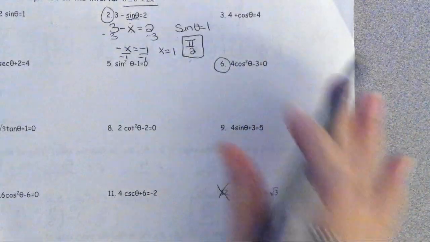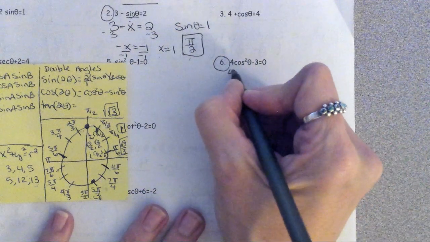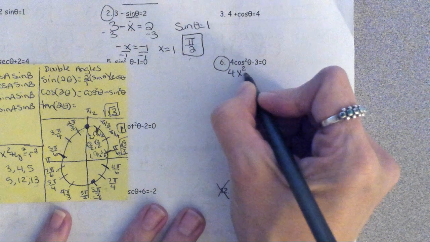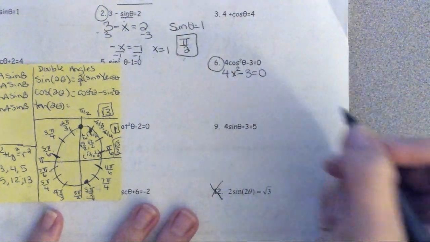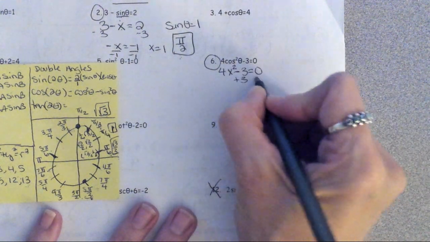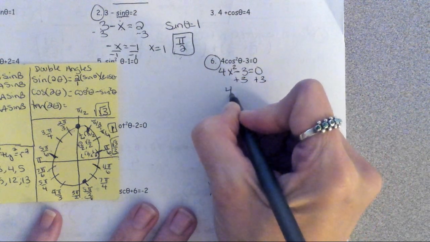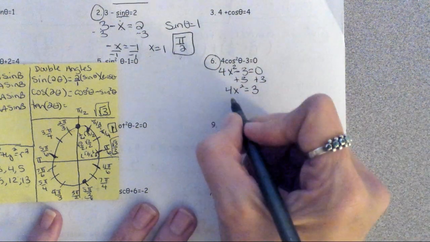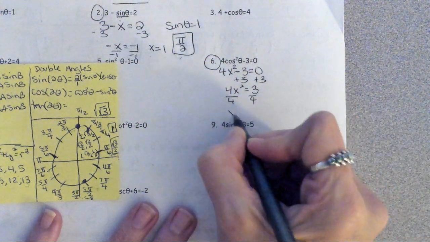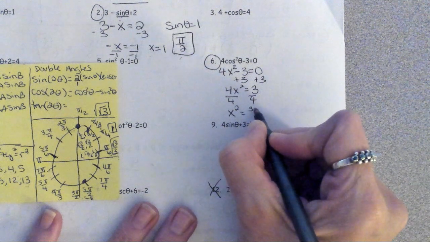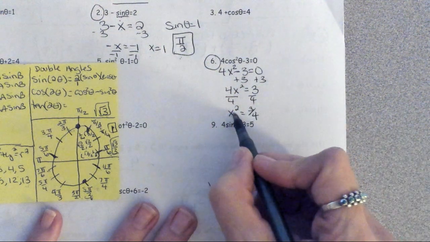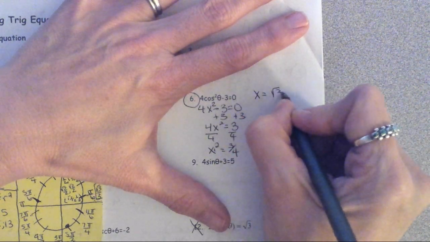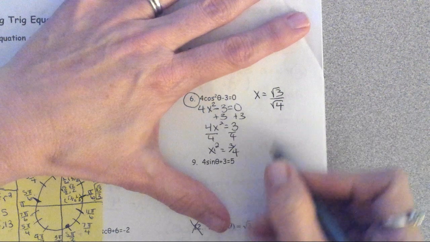Okay, let's go look at number 6. On number 6, again, I'm going to change the word cosine to be an x. It's squared, so I'm going to take 4x squared minus 3 equals 0. I'm going to add 3 to both sides to get x by itself and get 4x squared equals 3. I'm going to divide by 4 and get x squared equals 3 over 4. And now because I have a square, I have to square root it. So x equals the square root of 3 over the square root of 4.